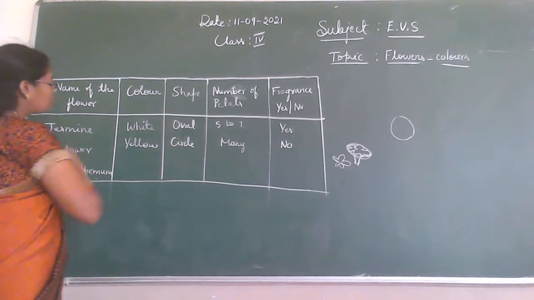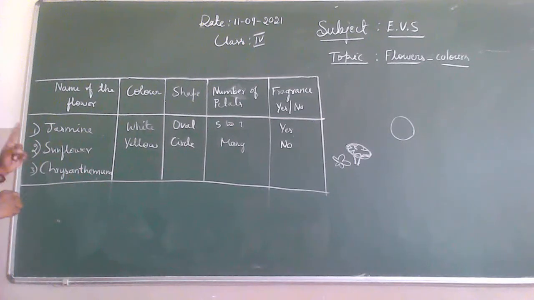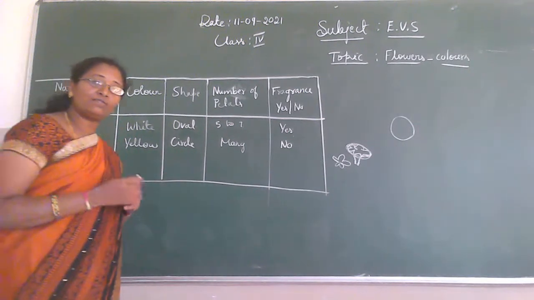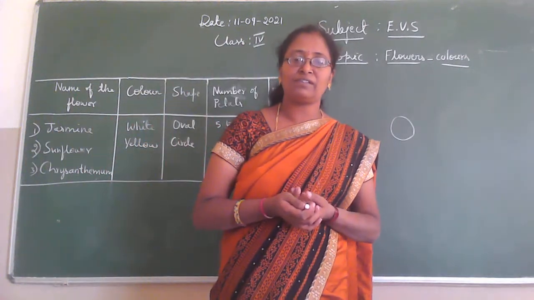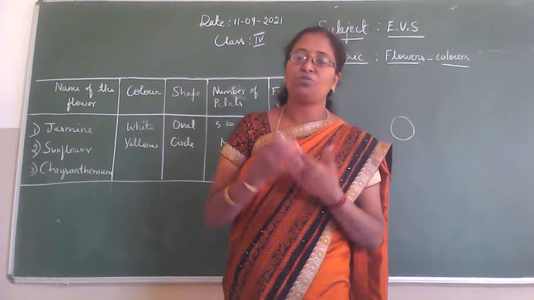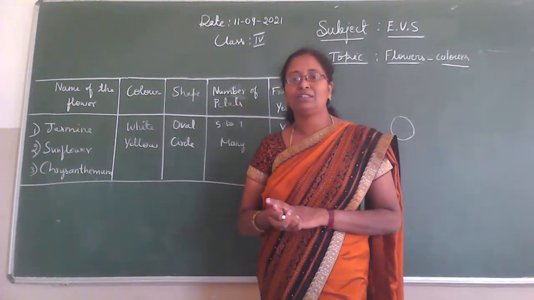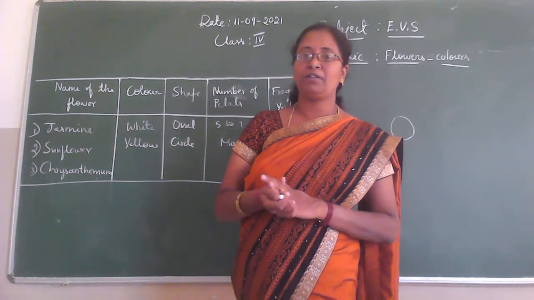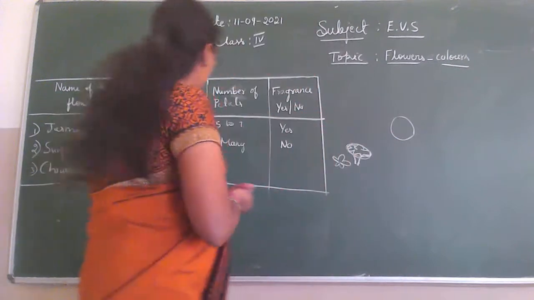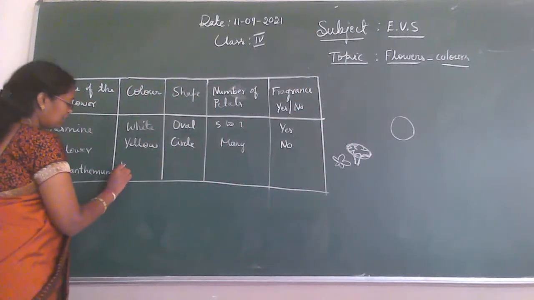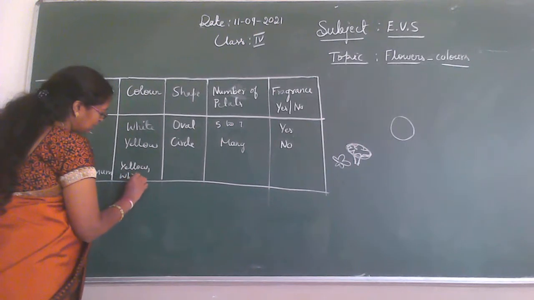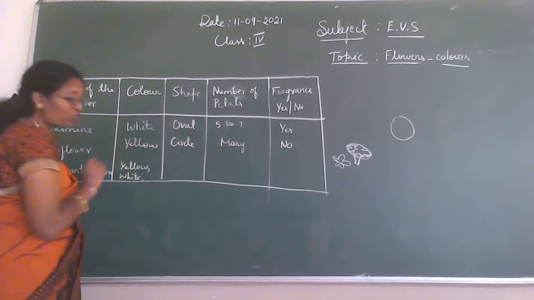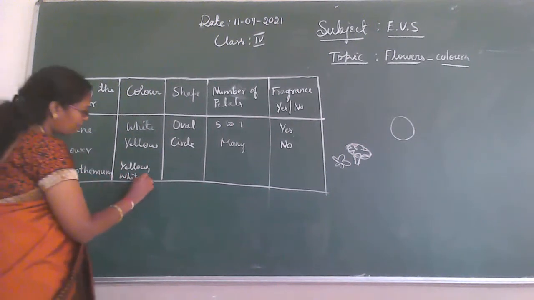Then we come to the next flower, the chrysanthemum. What is the color of the chrysanthemum? You can see many colors in the chrysanthemum flower: yellow, white, pink, purple. It has many colors. Here I am going to write yellow, white, and purple. Especially we can see the yellow chrysanthemum.